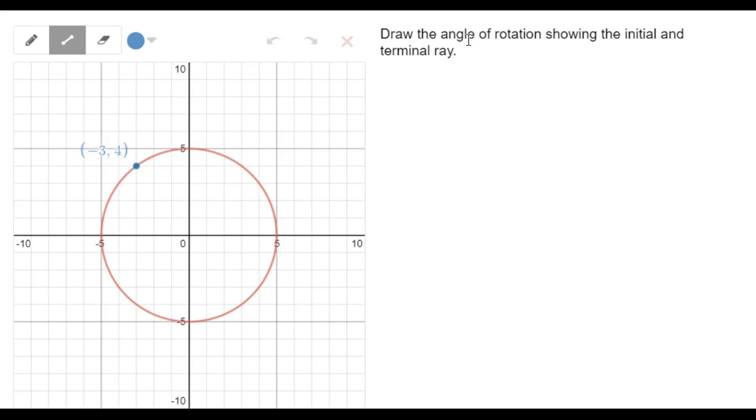Now in the next question, they want you to draw the angle of rotation that would go through this point, showing the initial ray and the terminal ray. So the initial ray would be the one right here along the x-axis, and the terminal ray would be from here through the point. So right here is the angle we're talking about.